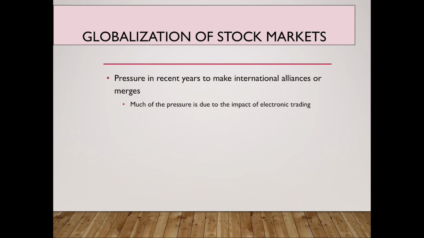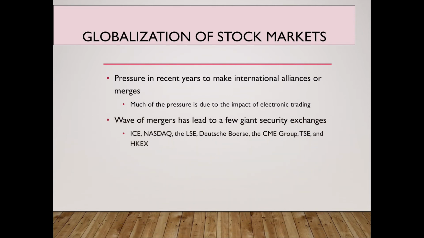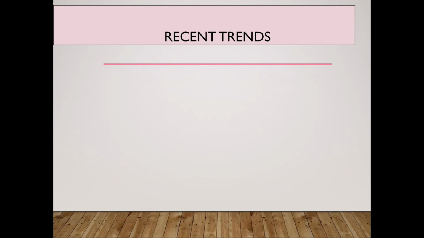So in recent years, there has been pressure to make international alliances or mergers. Most of this pressure is due to the impact of electronic trading. Linking these different exchanges, there's been a wave of mergers that have led to a few giant security exchanges such as ICE, NASDAQ, the LSE, and others. Let's look at some details of these mergers and alliances that have occurred recently.